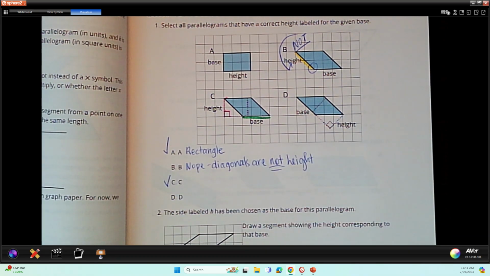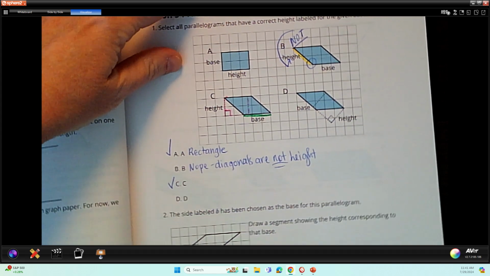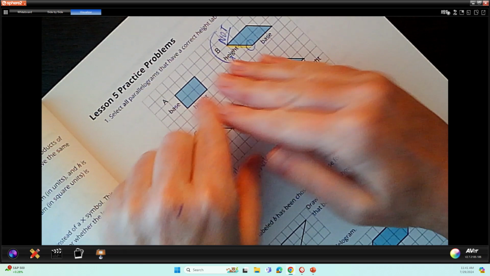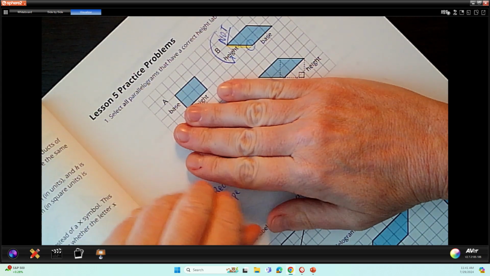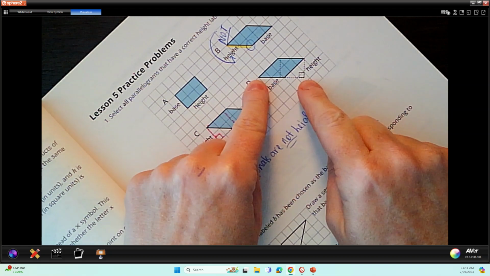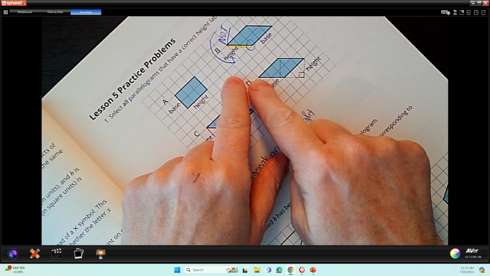C is correct. All right, now D is a little tricky. So look at D because it doesn't look correct. It doesn't look correct, but I'm going to encourage you to look at it in a different orientation. Rotate, and then now we can see a base. Okay, now yes, it is diagonal, but if we were trying to measure it, it would be a base.